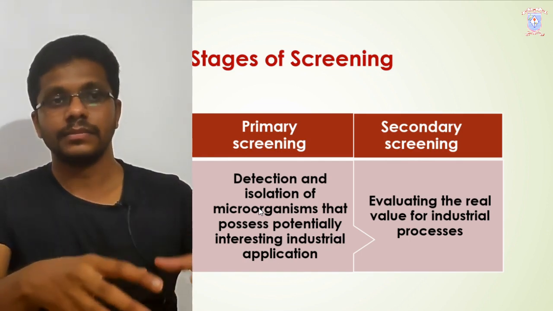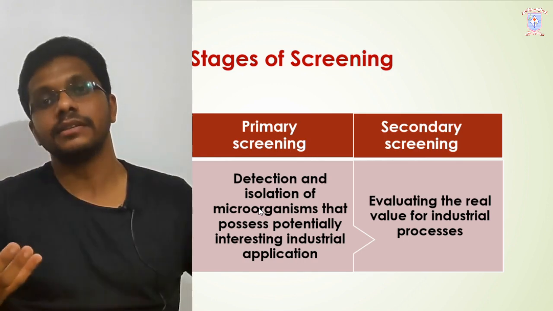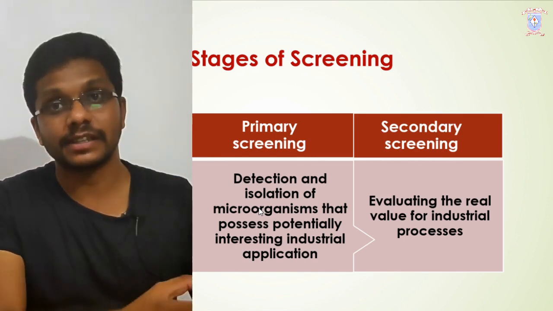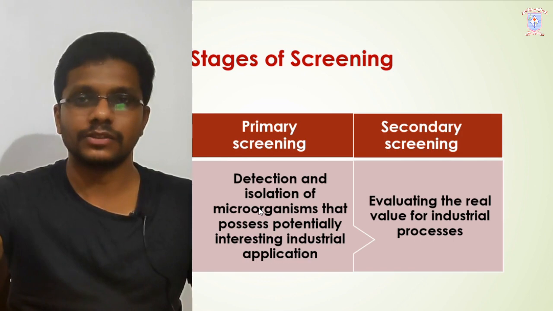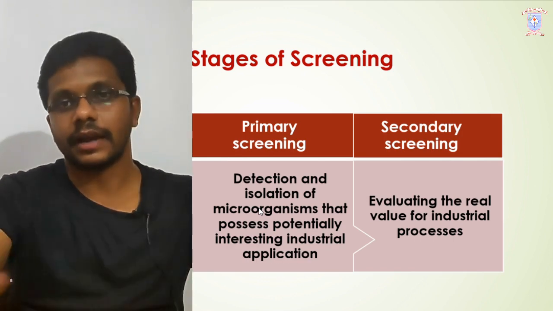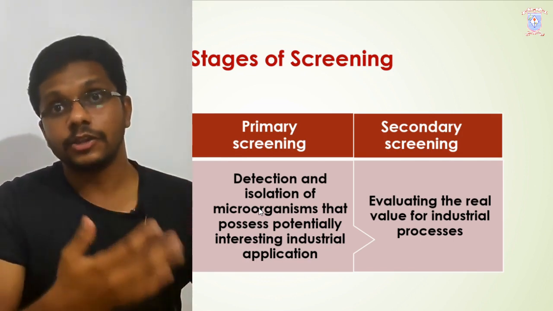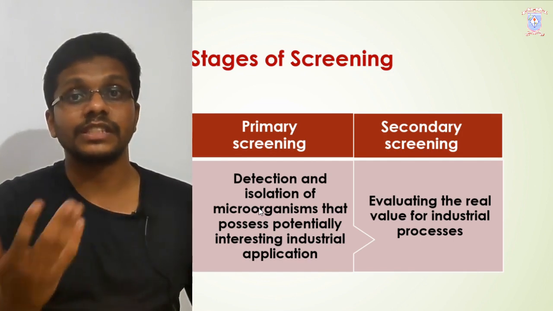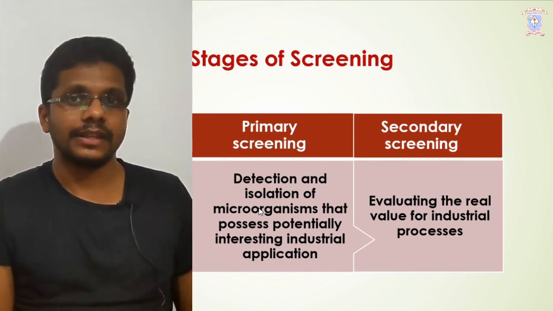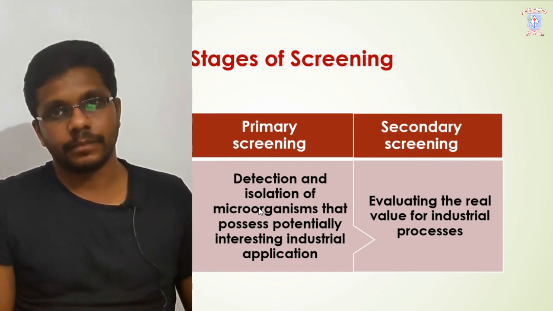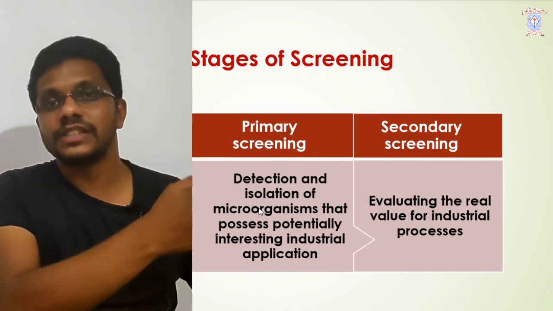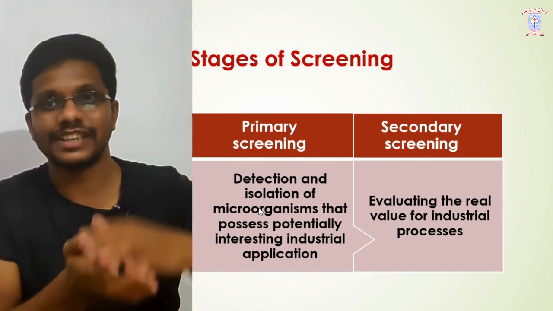So if I am going to screen for antibiotic producers in the primary screening, I will take the soil samples or the water samples. I isolate the microorganisms and I look into which organisms are producing antibiotic. That's the only criterion in the primary screening. The microorganisms which are producing antibiotic, I take for the secondary screening.